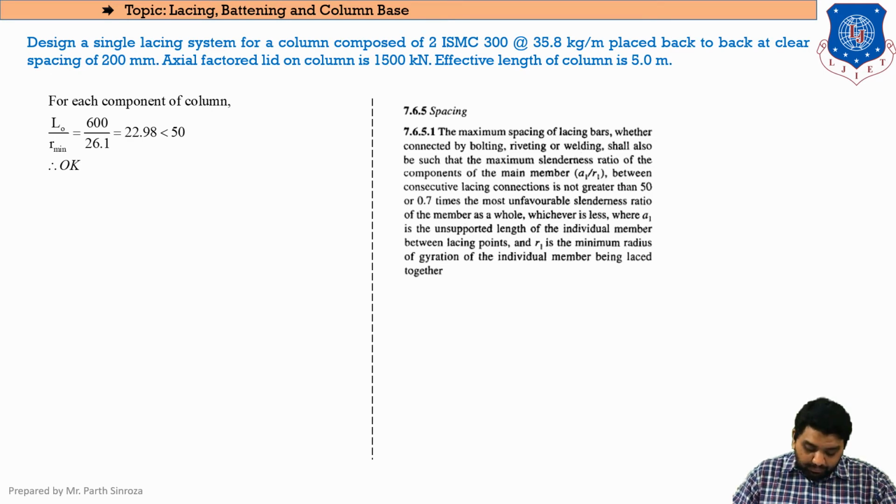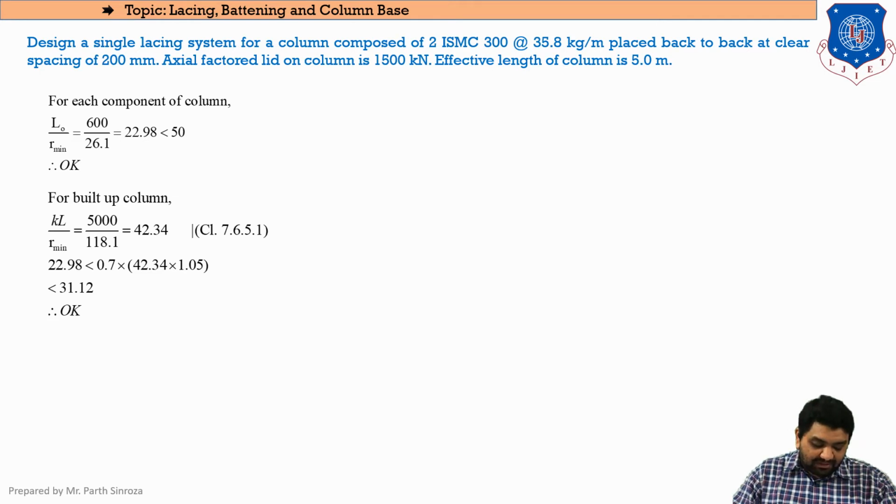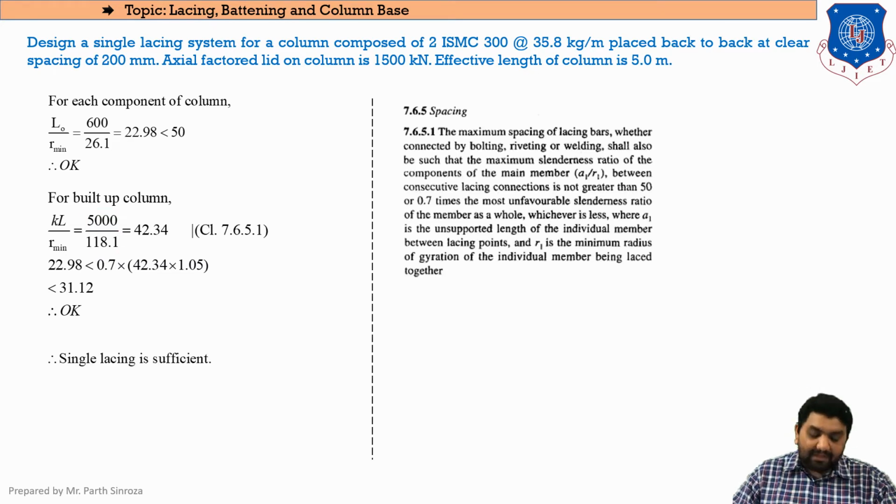Now the second thing we need to see is 0.7 times the most unfavorable slenderness ratio of the member as a whole. Member as a whole, that means two ISMC channels. So for two ISMC channels, we need to find the value of KL by r, and for that we'll consider the effective length that is given in the question. Effective length of column is considered 5 meter. So for the whole section we'll consider the KL value to be 500, and for the member as a whole, we'll take the value of r minimum for two ISMC channels that we obtained from the steel table. That value comes out to 42.34.